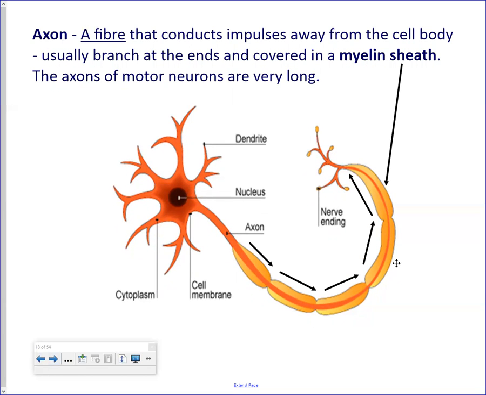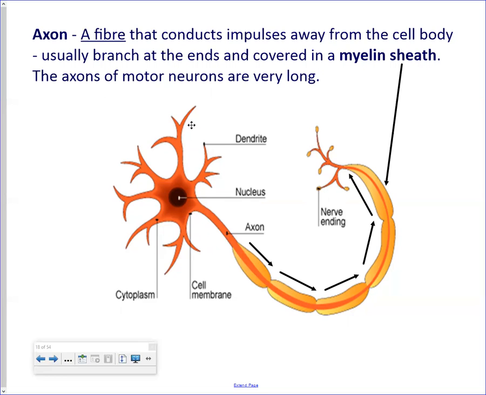Running away from the cell body is usually, not always, but usually, quite a long fibre called the axon. This carries the impulse away from the cell body along the axon to another neuron potentially, or to a muscle. The axon is surrounded or covered in something called a myelin sheath. And we'll learn a little bit about what this myelin does in a minute or two.